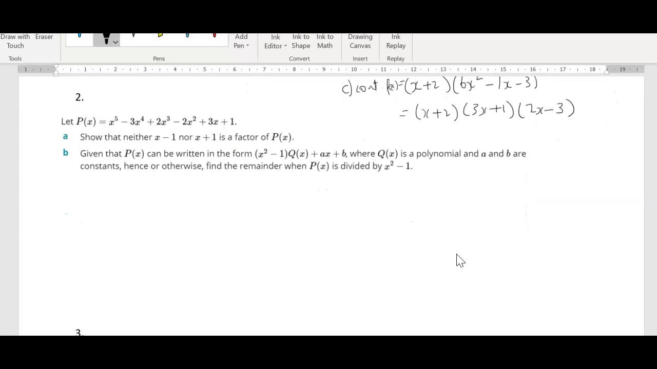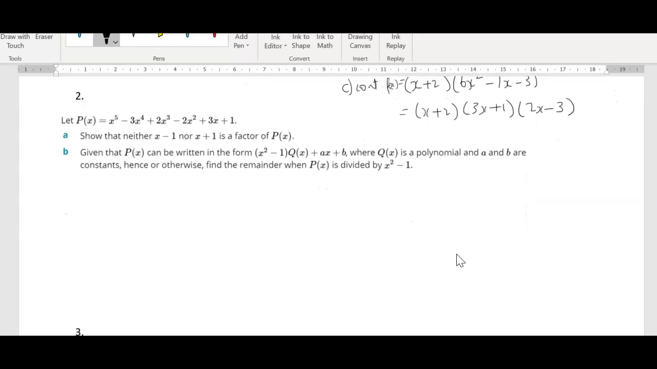All right, question 2. Let p of x equal, wow, x to the power of 5, blah, blah, blah, blah, blah. Show that neither x minus 1 nor x plus 1 is a factor of p of x. So what you need to do is substitute in p of 1 and p of negative 1. So because it's number 1, it's not going to be hard.